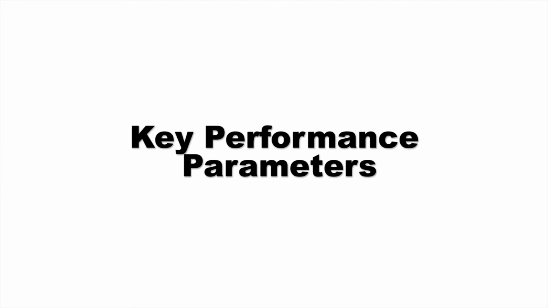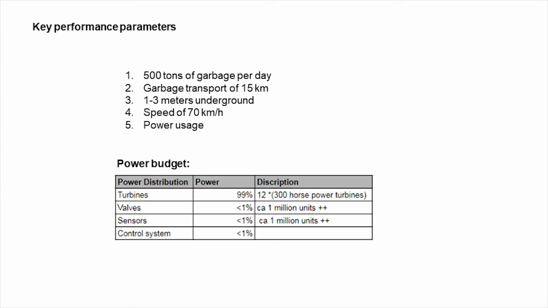Key performance parameters. Here are our key performance parameters. These numbers are generated with the entirety of Oslo in mind. To provide a reliable service for Oslo City, our system has to be able to transport 500 tons of garbage each day. We have measured the maximum distance to be about 15 kilometers to the recycling station.